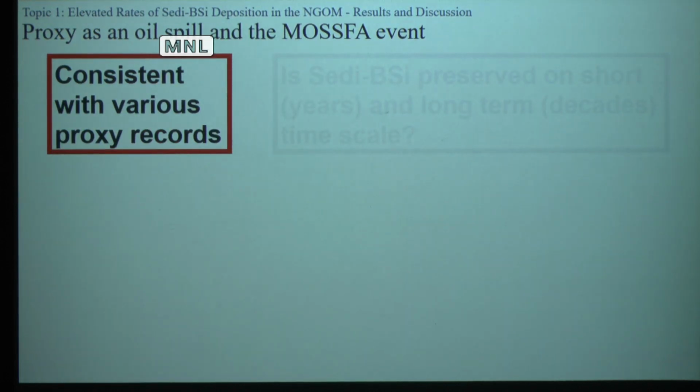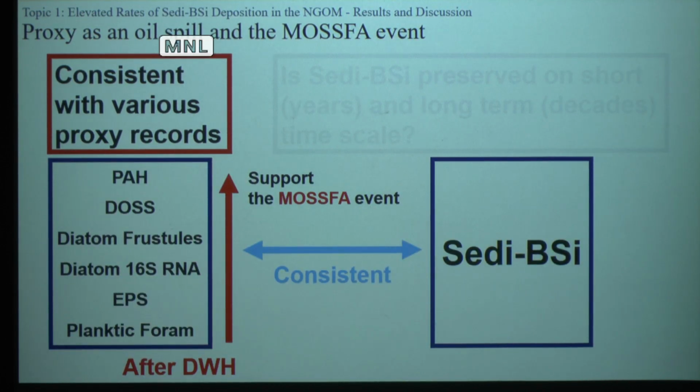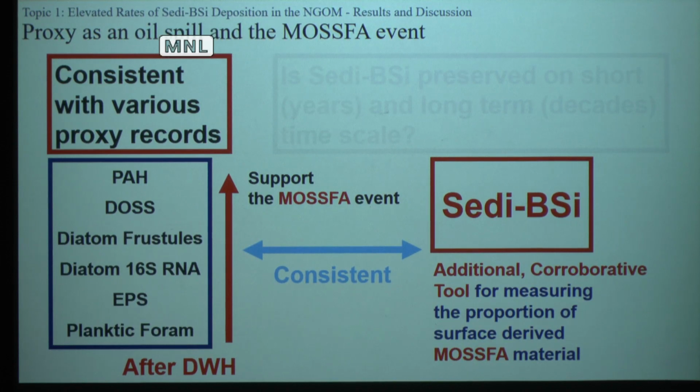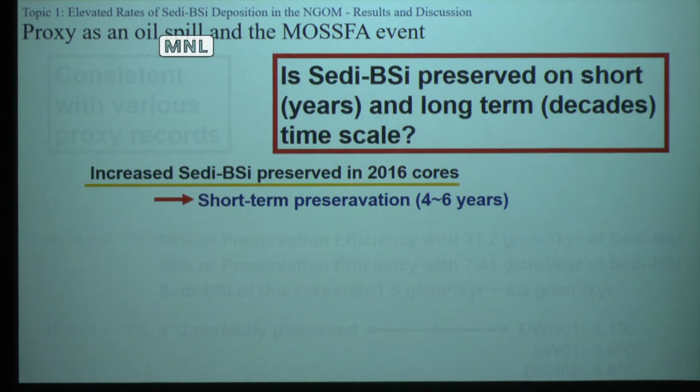So I will talk about whether sedimentary biogenic silica can be a proxy for the oil spill and the MOSFET event or not, based on the integrative perspective of topic 1. Sedimentary biogenic silica variation is consistent with various proxy records supporting the MOSFET event during 2010 to 2011. So it can be an additional and corroborative tool for measuring the proportion of surface-derived MOSFET material. Also, the increased sedimentary biogenic silica preserved in the 2016 core supports the short-term preservation of the sedimentary biogenic silica and the Deepwater Horizon oil spill signal.